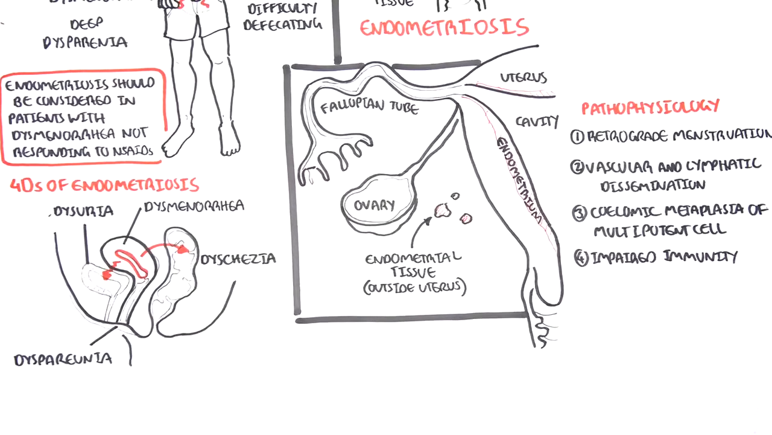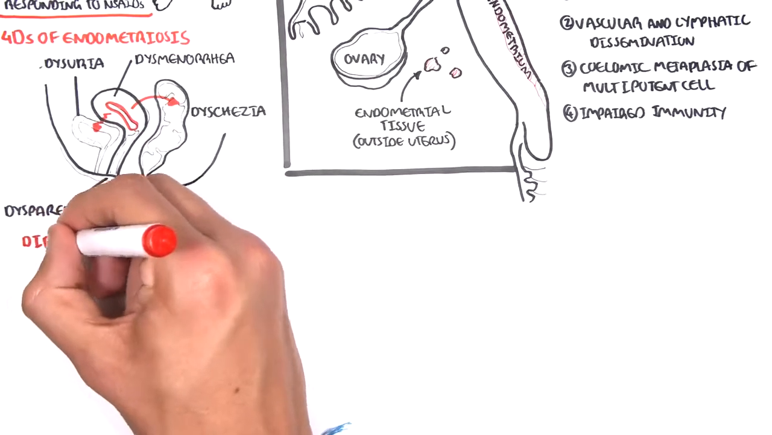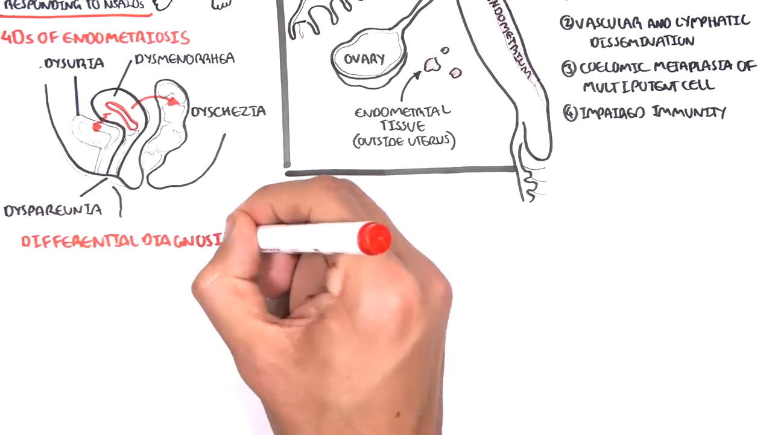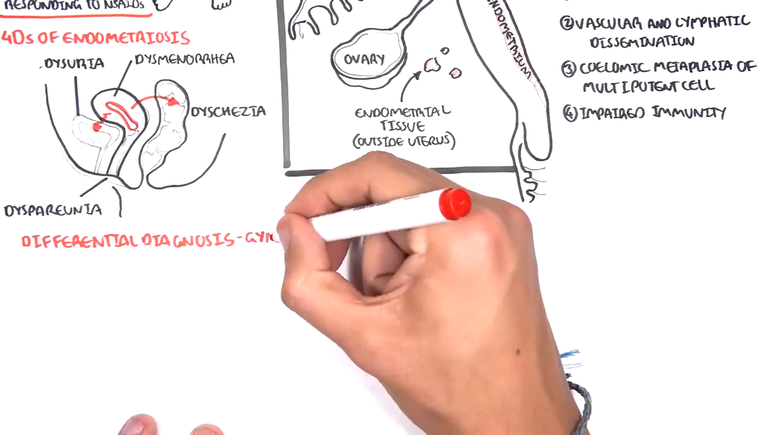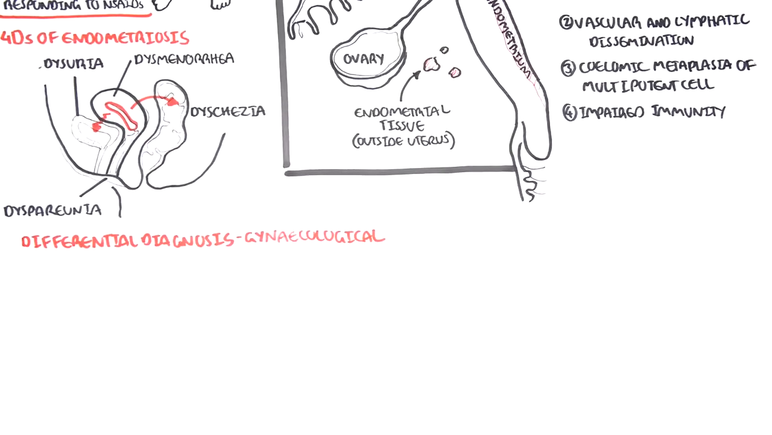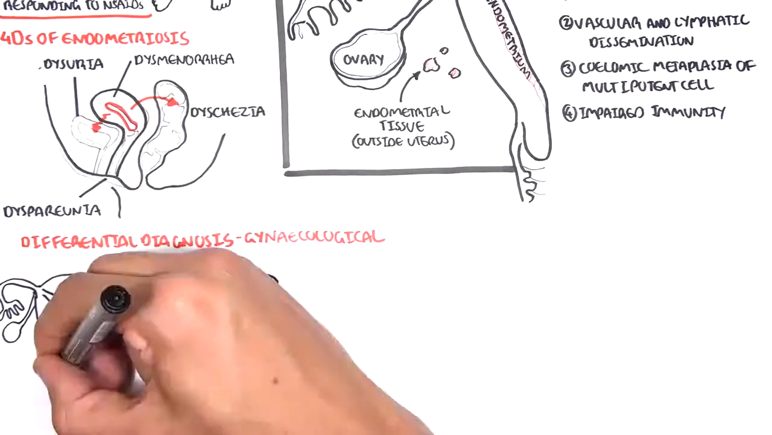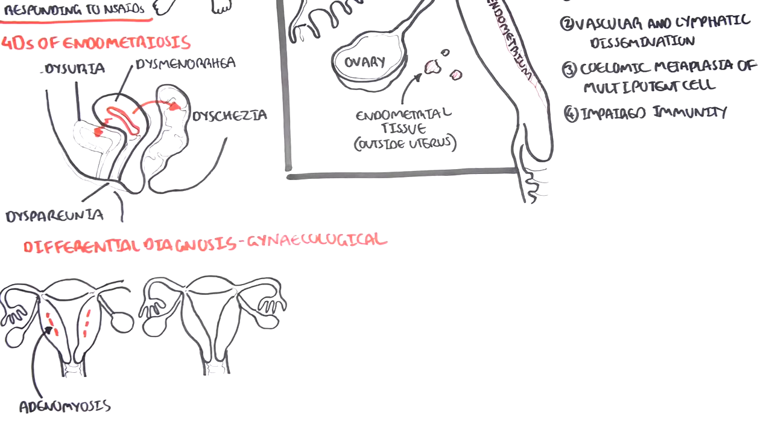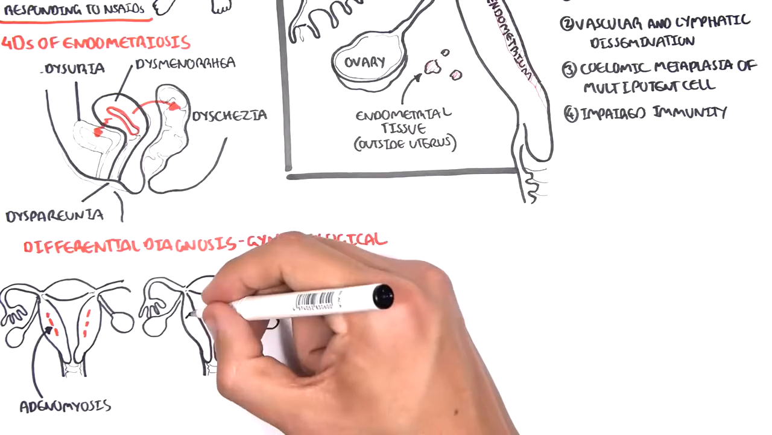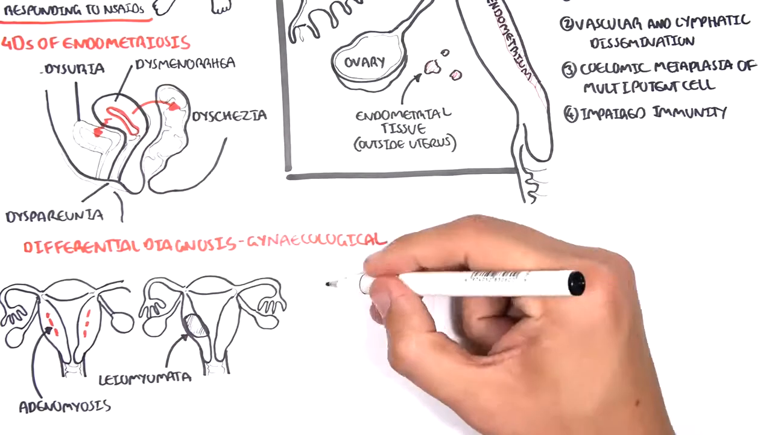There are many differential diagnoses of endometriosis because there are many causes of chronic pelvic pain or painful bleeding. We can divide these into gynecological and non-gynecological differential diagnoses. Let's look at the gynecological first. These include adenomyosis, which is endometrial glands found in the myometrium, and this will also react to hormones during each menstrual cycle. Another differential is leiomyomas, which are essentially fibroids, and they can cause similar symptoms.